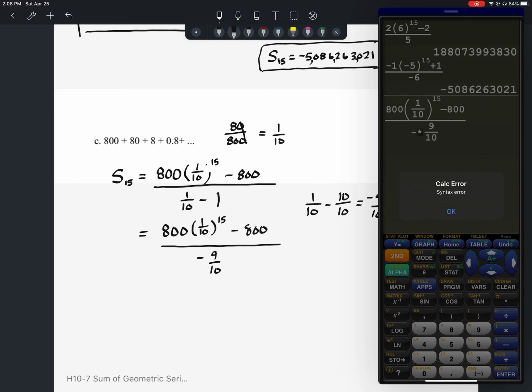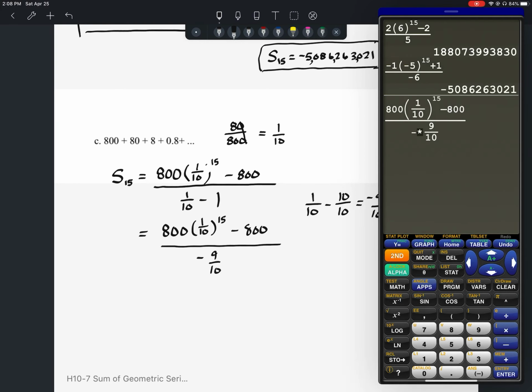Uh-oh, what's going on? Oh, because I had that times sign in there. Didn't mean to put that in there. Let's delete. Come on, delete it for me. We'll just make that 9 negative. Some of the calculators are temperamental with that stuff. There we go. So we get 888 and 8/9, which is like 0.8 repeating.